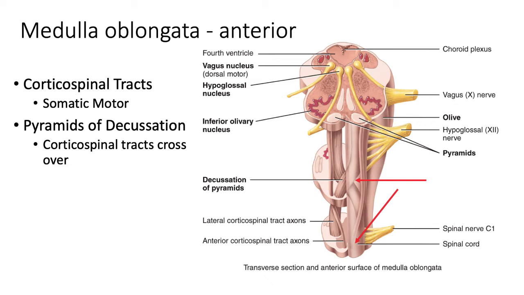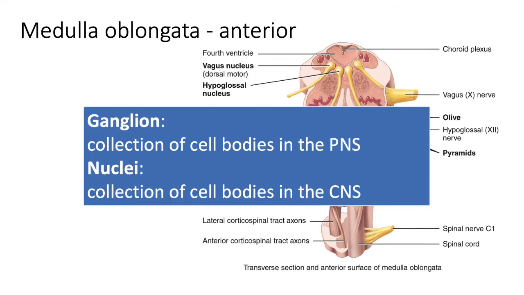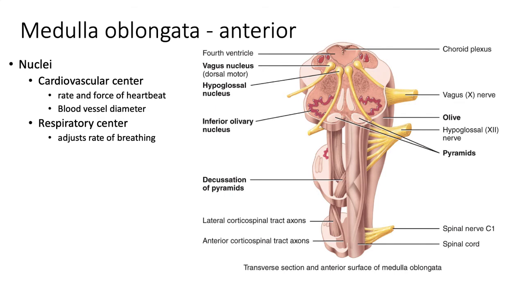The medulla also contains many nuclei. Remember that nuclei are collections of cell bodies within the CNS. This is where synapsing and integration takes place. The cardiovascular center and the respiratory center are two nuclei found in the medulla. The cardiovascular center influences heart rate and the force of heart contraction, as well as the vasoconstriction of blood vessels. The respiratory center helps to adjust the rate of breathing as the body's requirements change.